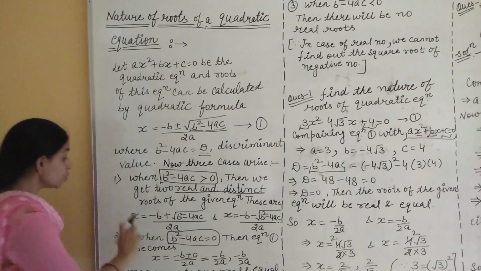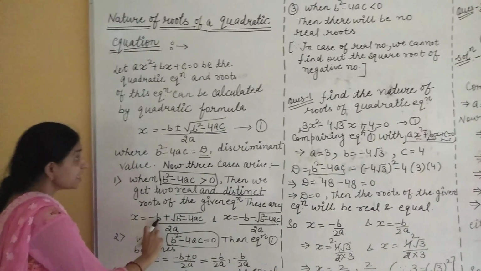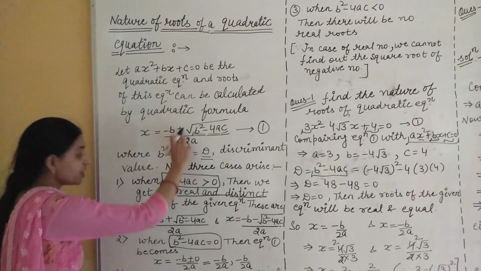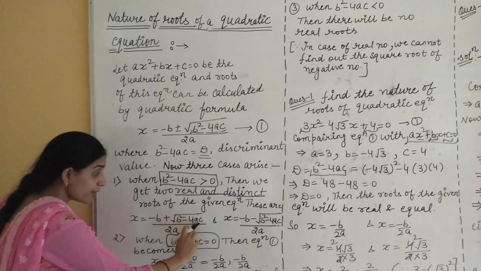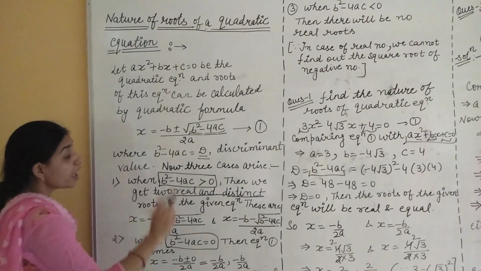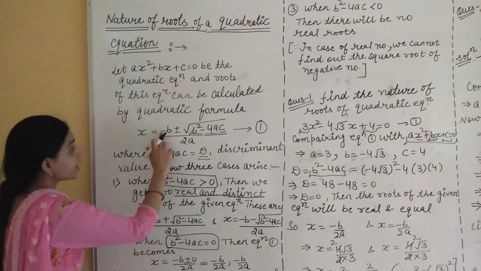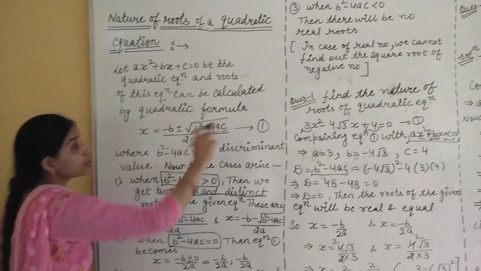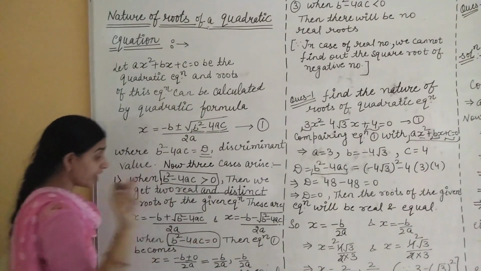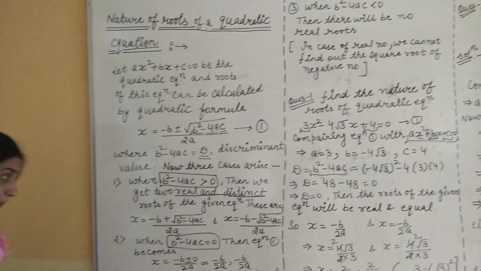The values of these roots are: x is equal to minus b plus under root of b square minus 4ac, divided by 2a, taking the positive sign. And for the second root, x is equal to minus b minus under root of b square minus 4ac, divided by 2a, taking the negative sign.